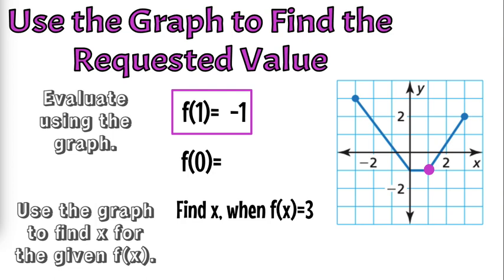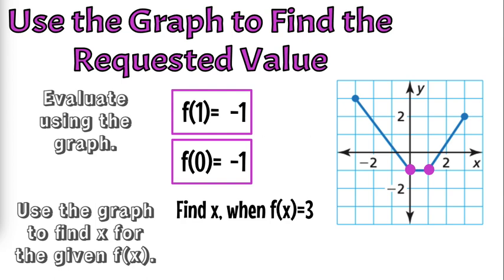When we look for the value of f of 0, we're looking where x equals 0 on the graph. And we see that x equals 0, y equals negative 1. So f of 0 equals negative 1.